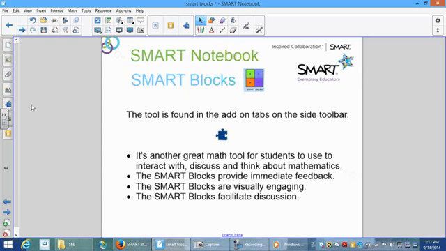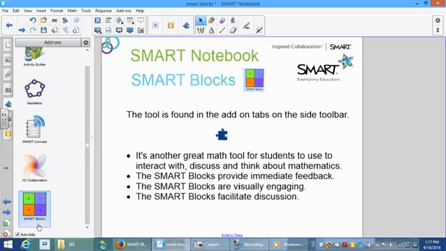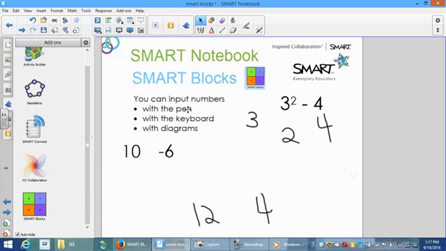The tool is found in the Add-ons tab in the side toolbar over here. So when you press that, here are a list of your add-ons, and you notice you have a new one down here called Smart Blocks. It's another great math tool for students to use to interact with, discuss, and think about mathematics. The Smart Blocks provide immediate feedback, they're visually engaging, and they facilitate discussion. Now you can input numbers into these blocks using your pen, using the keyboard, or with diagrams.